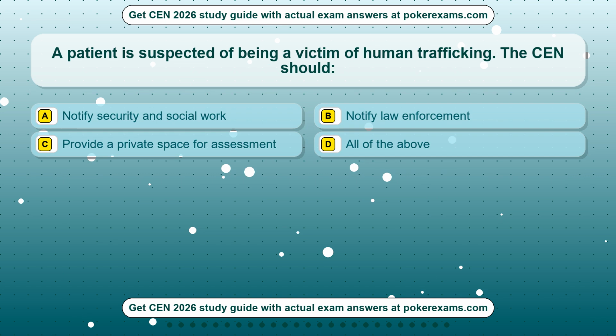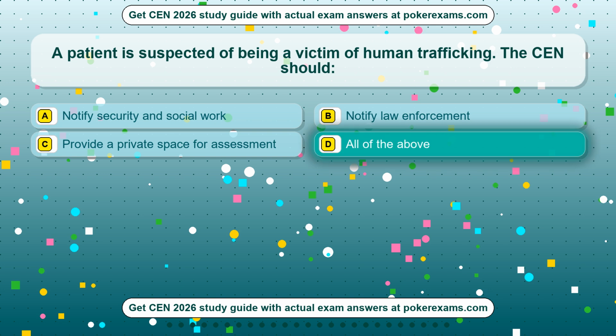Question 6. A patient is suspected of being a victim of human trafficking. The CEN should: Option A. Notify security and social work. Option B. Notify law enforcement. Option C. Provide a private space for assessment. Option D. All of the above. The correct answer is option D.